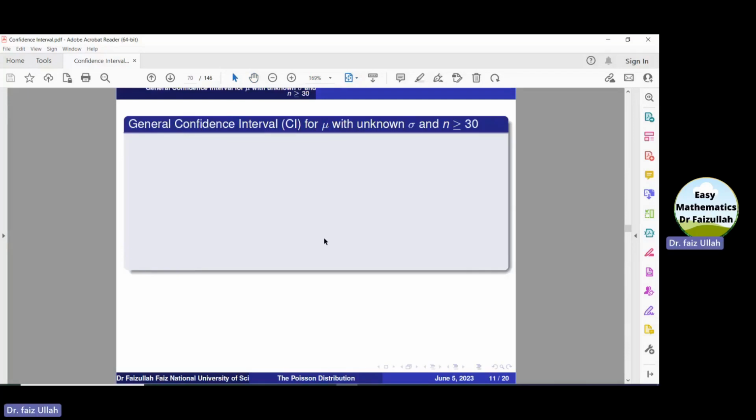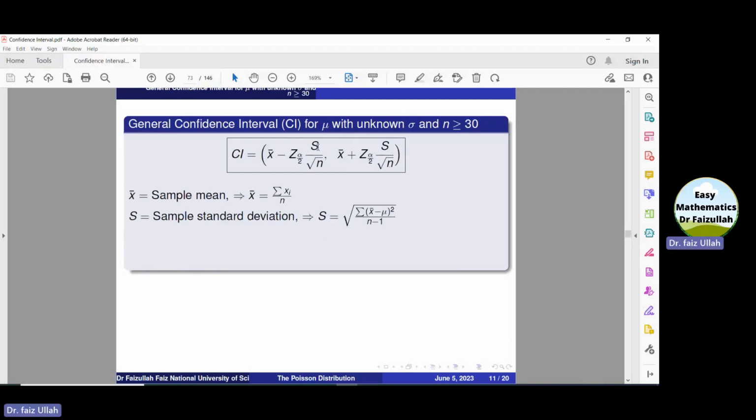Let us study another case when sigma is unknown and n is greater than or equal to 30. We will see that all these formulas are very similar to each other, just like the confidence interval for mu with unknown sigma and n greater than or equal to 30 is given by this one. Here we only replace sigma by s and the remaining formula is same. Here to find the value of s, the sample standard deviation, we use this formula.